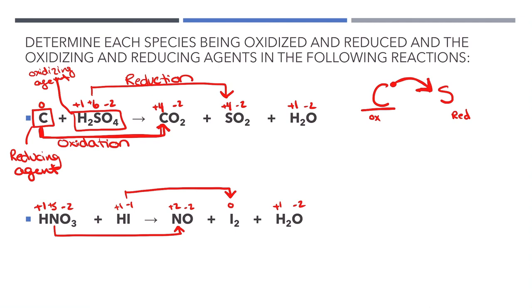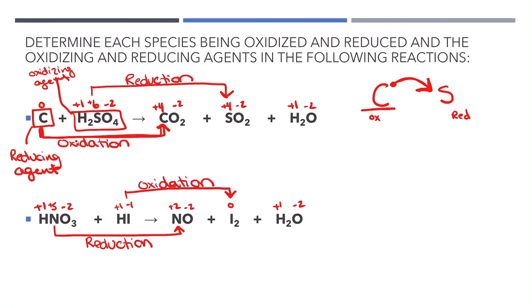Now we're looking for where the reduction has occurred. Remember, if the charge goes down, it's reduction. So nitrogen has a +5 on the reactant side, and on the product side it goes down to +2. So this is going to be reduction. And on the other side, this is going to be oxidation.